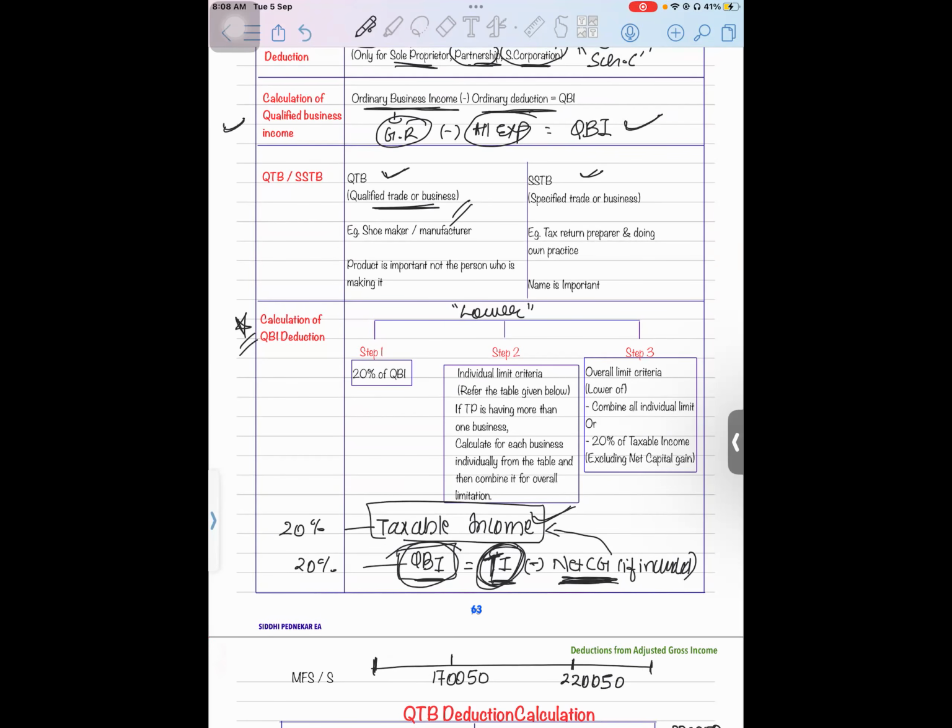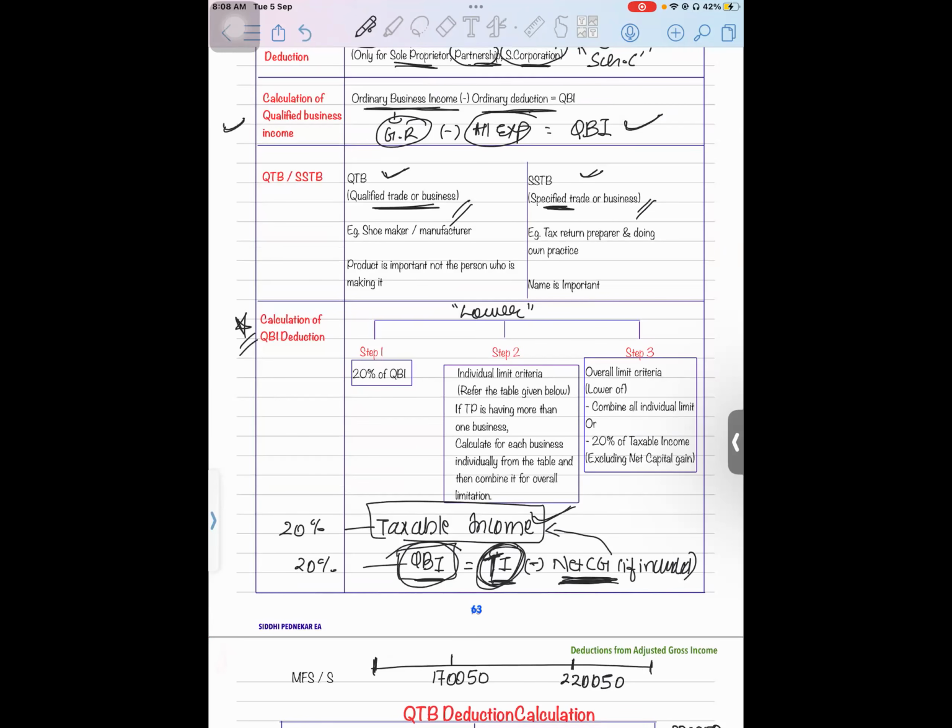Next is SSTB. SSTB means the particular person is important. Let's say a doctor is there. So we need a specialist, a special doctor, to give a particular type of treatment. So that person is important. That will be called a specified service trade or business. Got it, guys? Where the product is important, you can just remember like that, it will be a QTB.